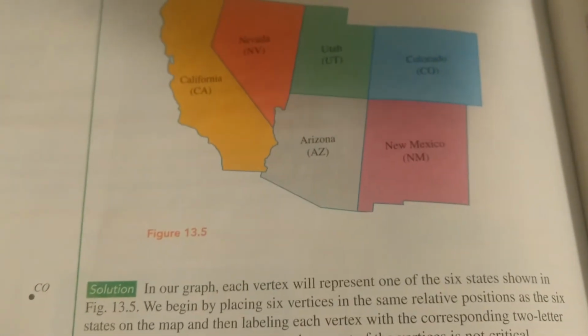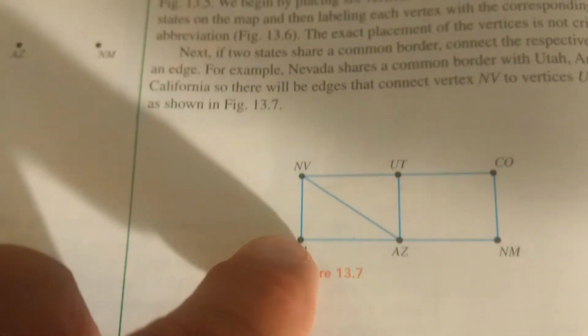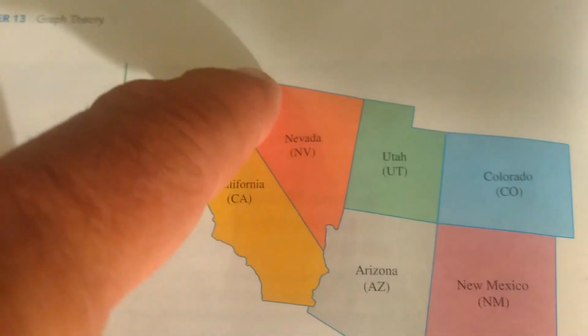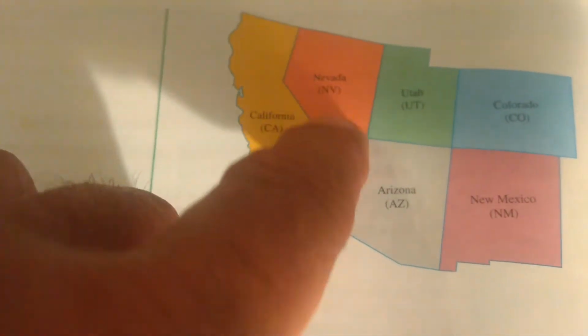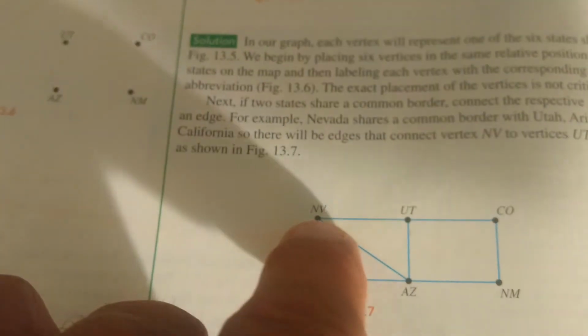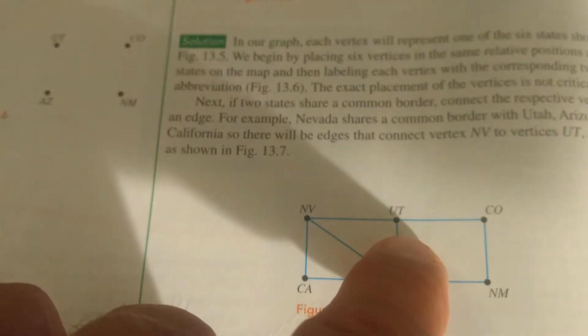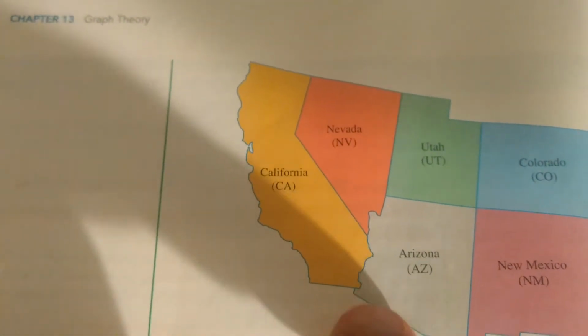When we look at California, California touches Arizona here. If we look here, Nevada touches Arizona here. That's the reason we have that diagonal line. Up here we have Utah touching Nevada, which is what we have here. Okay. And then coming down here we have Utah touching Arizona.